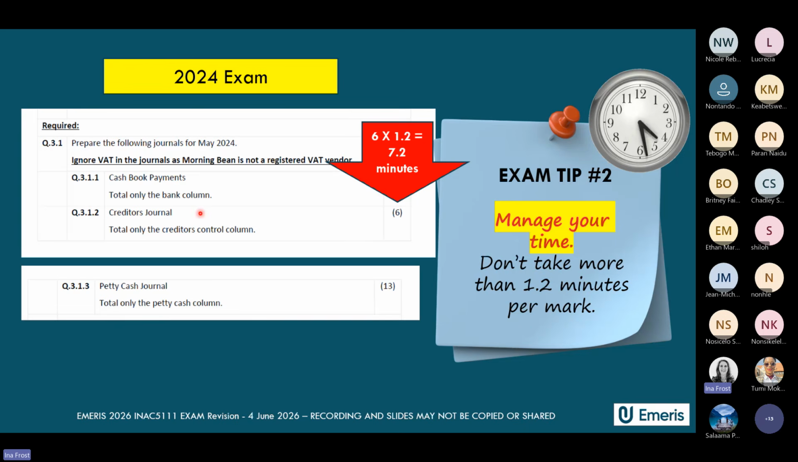So for us, we have to then prepare this creditors journal within roughly 7 minutes. Please don't spend more time on the question, because then you're either going to have to rush when you do the petty cash journal, or you won't have time even to try this journal. So you have to be strict with yourself in the exam paper, not to exceed the time allocated to each question.